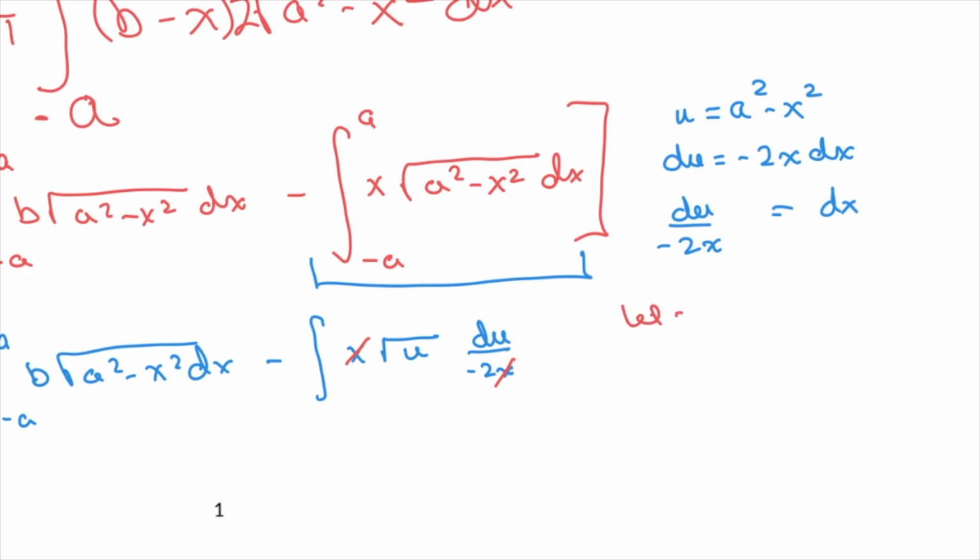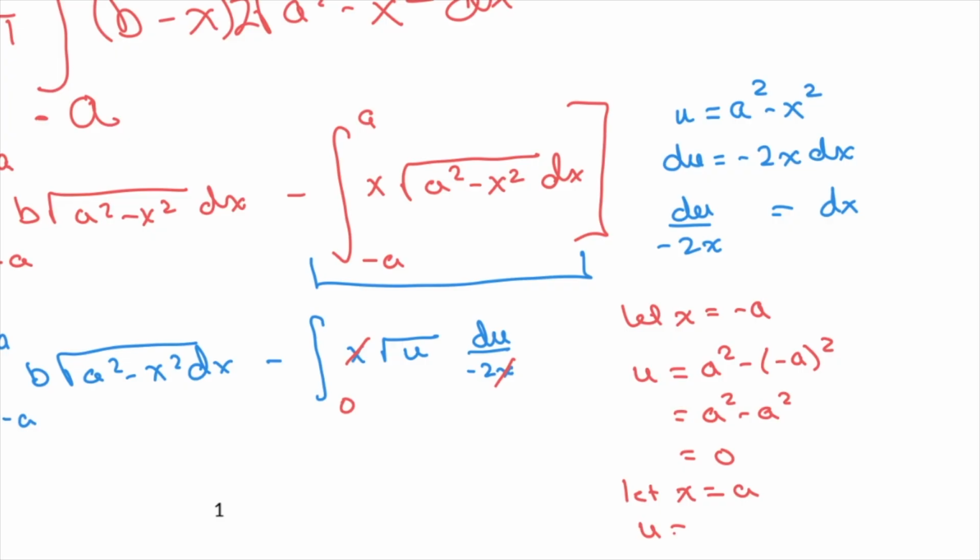All right, now let's deal with our endpoints. If we let x equal negative a, we know that u is equal to a squared minus x squared. So substitute in. We're going to get u is equal to a squared minus a squared, and that is 0. So the bottom endpoint is 0. Now, if we let x equal a, let's see what happens. u is equal to a squared minus a squared, which is also 0. So we're integrating from 0 to 0, and the right-hand side of our expression becomes 0.